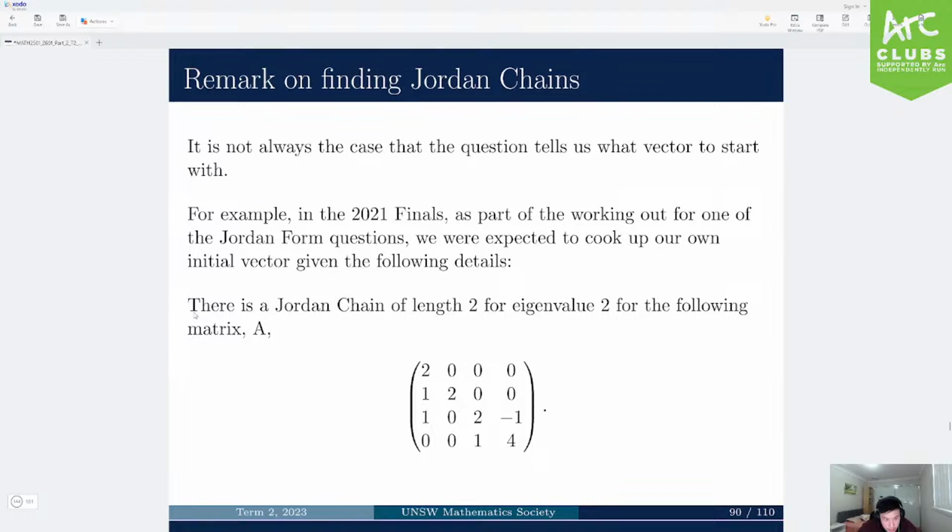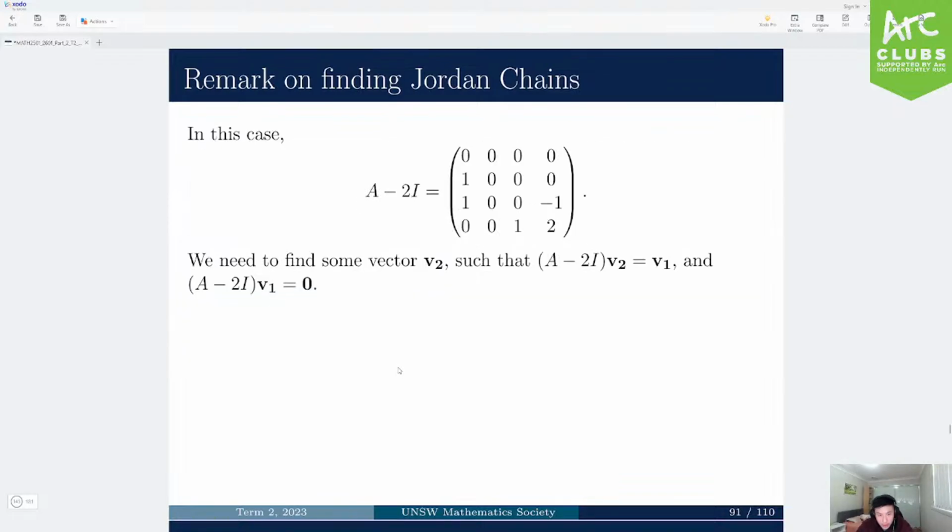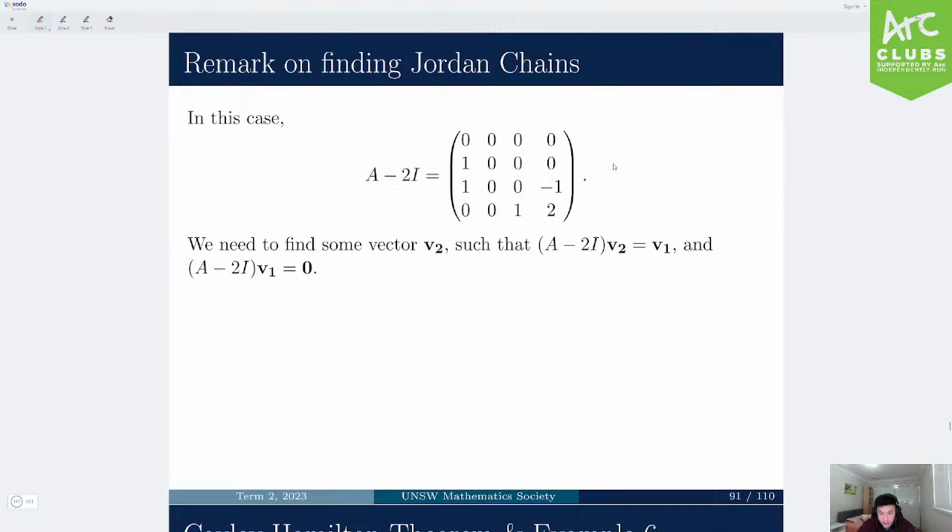There is a Jordan chain of length 2 for the eigenvalue 2 for the following matrix A. What this tells us is that A minus 2I is this matrix here, and you need to find some vector v2 such that A minus 2I times v2 equals v1, and A minus 2I times v1 equals 0, where v1 is actually non-zero. Because if v1 is 0, the chain has ended early, and we just get a chain of length 1.